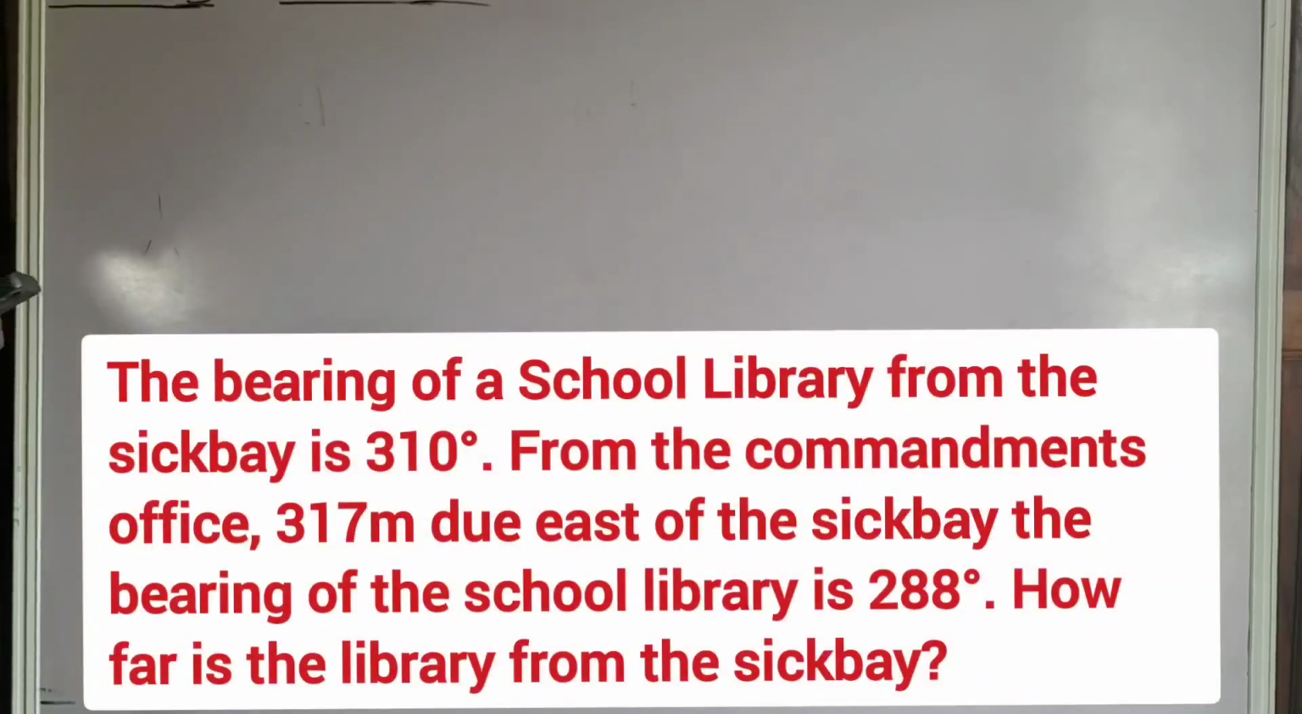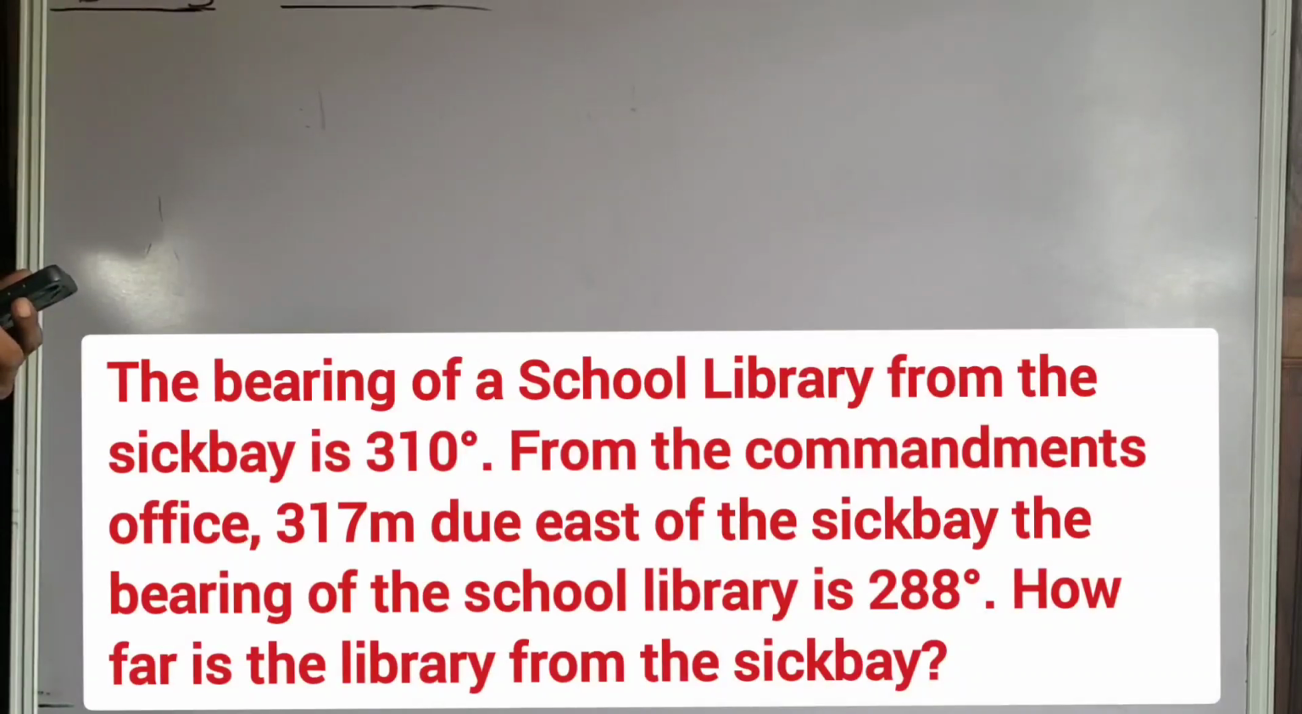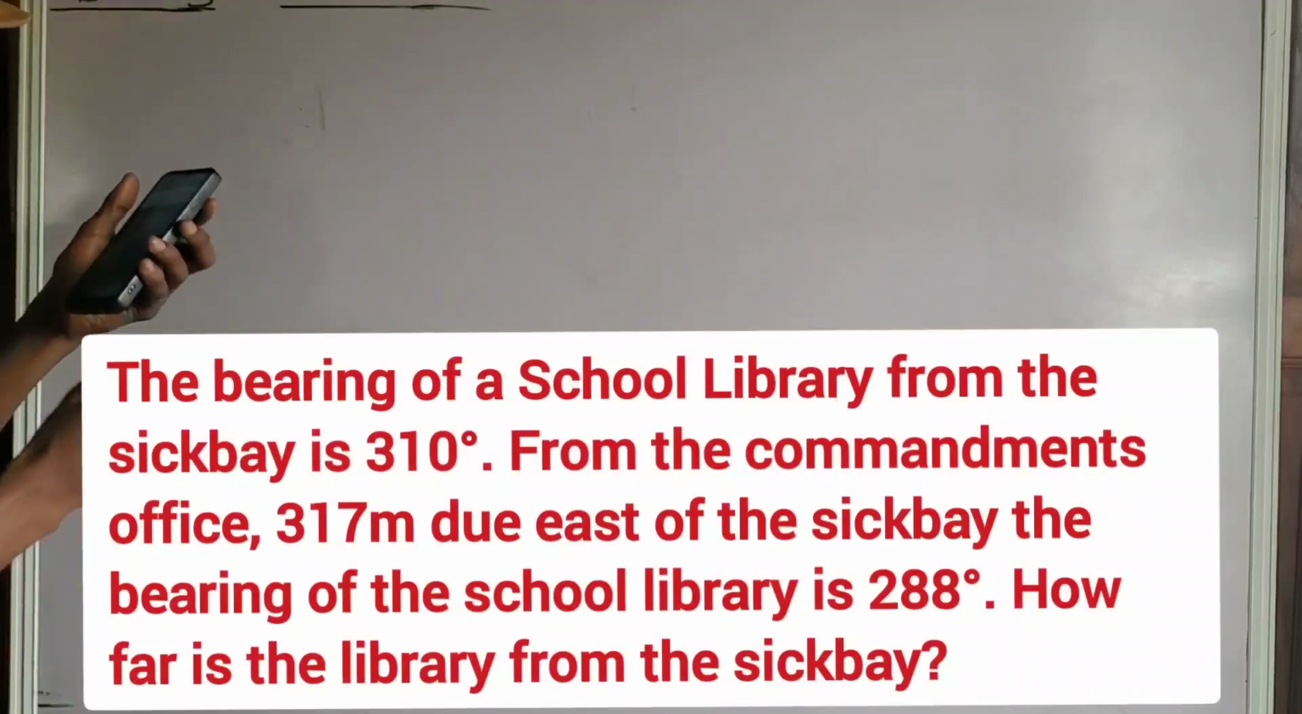The bearing of a school library from the sick bay is 310 degrees. From the commandment office, 317 meters due east of the sick bay, the bearing of the school library is 288 degrees. How far is the library from the sick bay? Now, please pay attention. In bearing, there is no way you can do without a diagram. So we have to first draw the diagram.